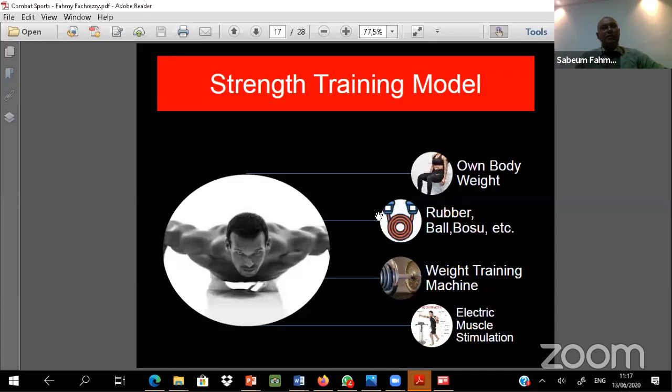Number 3, normally we go to the gym with the weight training machine. And number 4, five years ago it was very popular: electric muscle stimulation. Athletes have cables on the body, and they train with electronics.